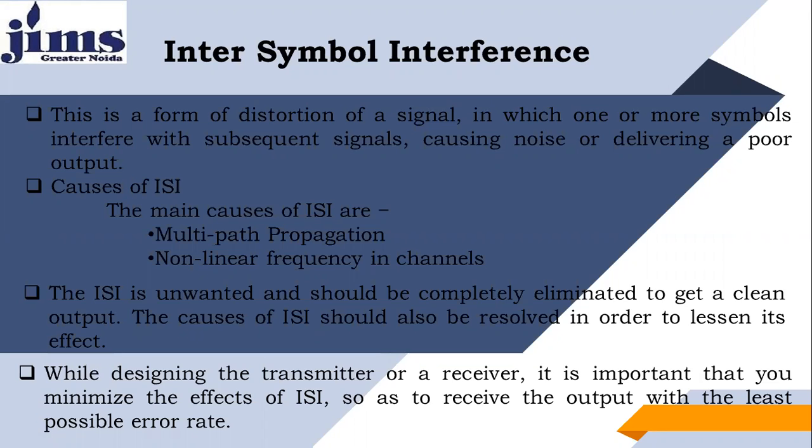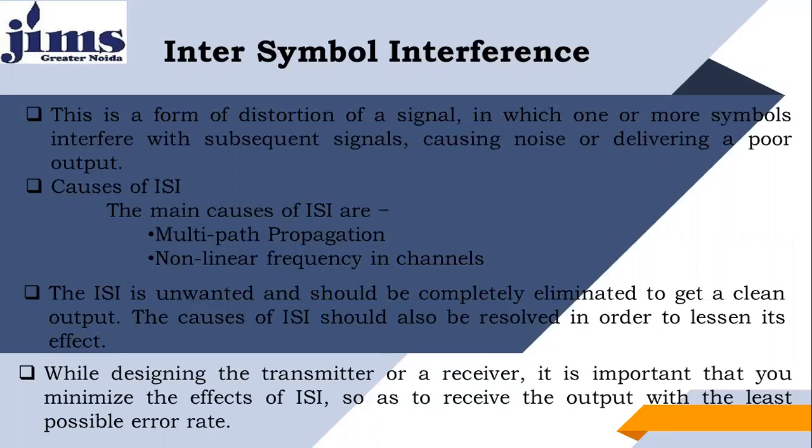Now we move forward. What are the causes of inter-symbol interference? There are two main causes. One, multipath propagation. Second, non-linear frequency response in the channel. These are the two factors that create the problem. So the ISI, inter-symbol interference, is unwanted and should be completely eliminated to get a clean output.